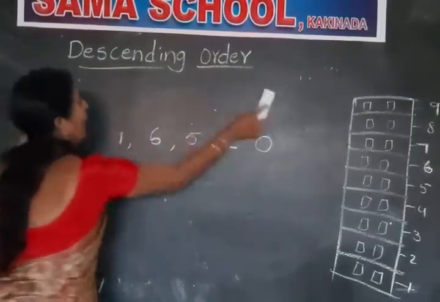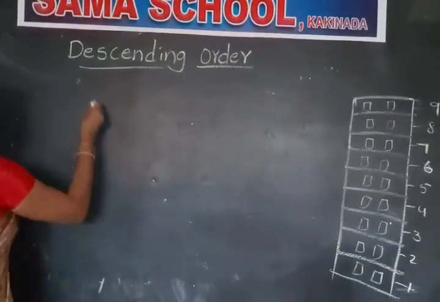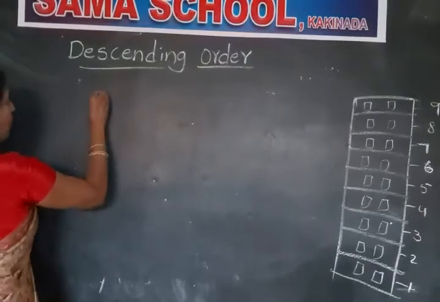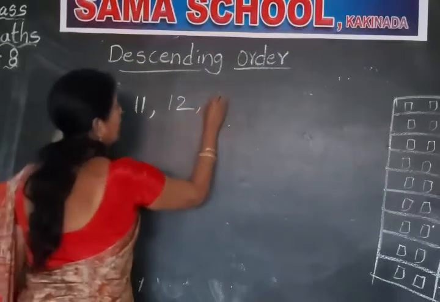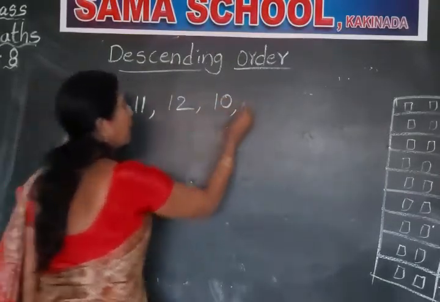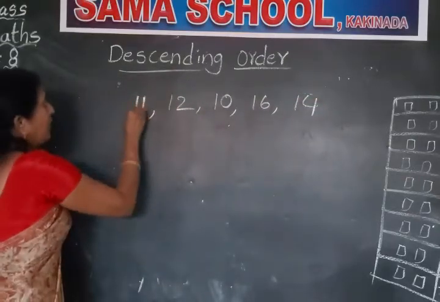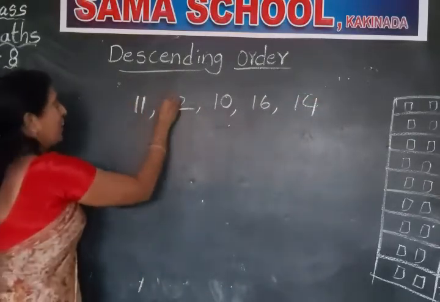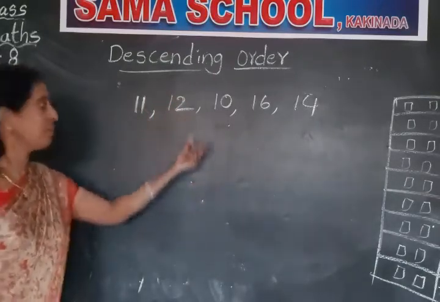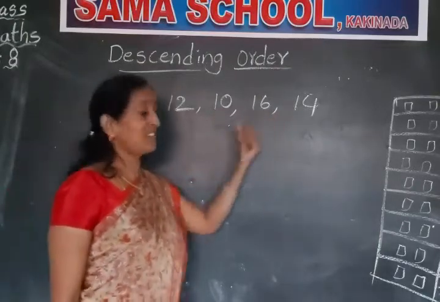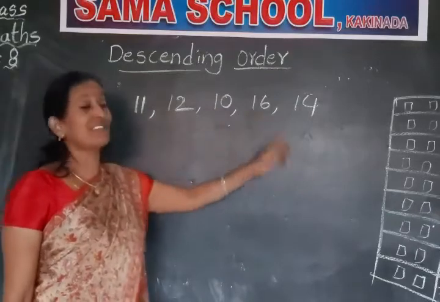Now, see here. I'll give you the next one. 12, 10, 16, and here 14. You know the numbers, my children? Now, what are the numbers here? 11, 12, 10, 16, and here 14.